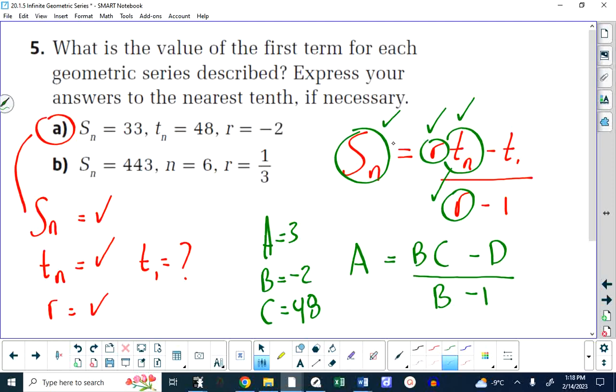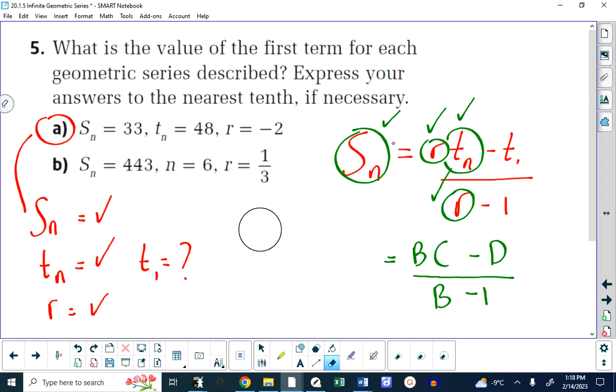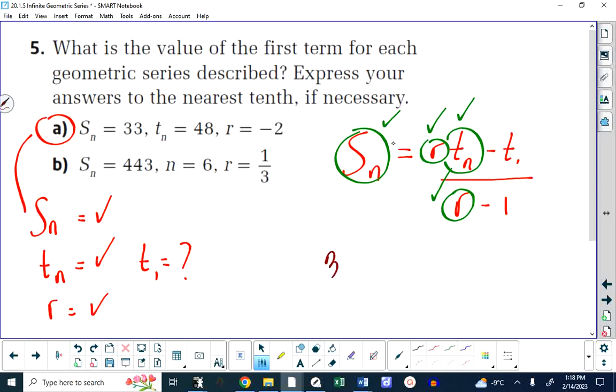So I'm going to put all those numbers in there. I'm going to have 33 equals R, which is negative 3. Most of the time I like to put things that I substitute in brackets. I think it becomes helpful. It's negative 2? Yeah. Okay.